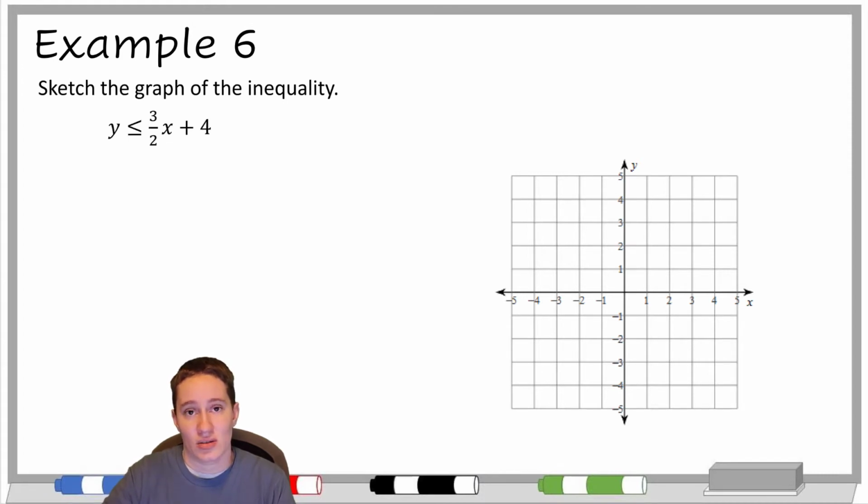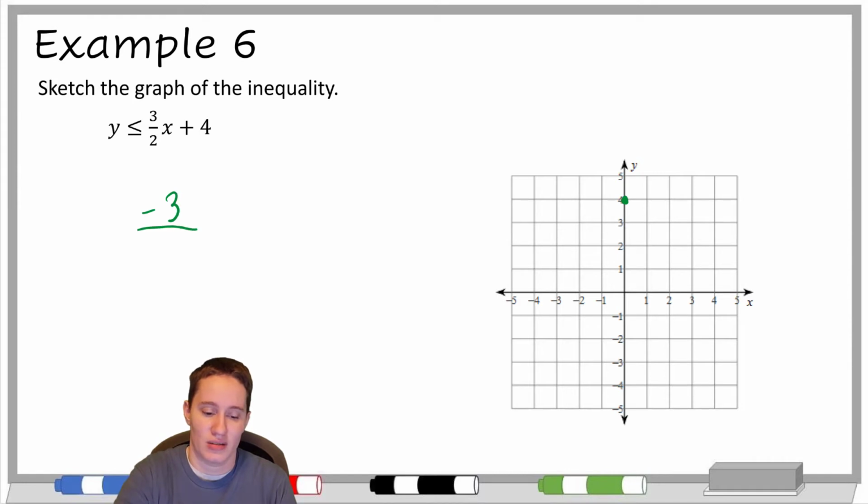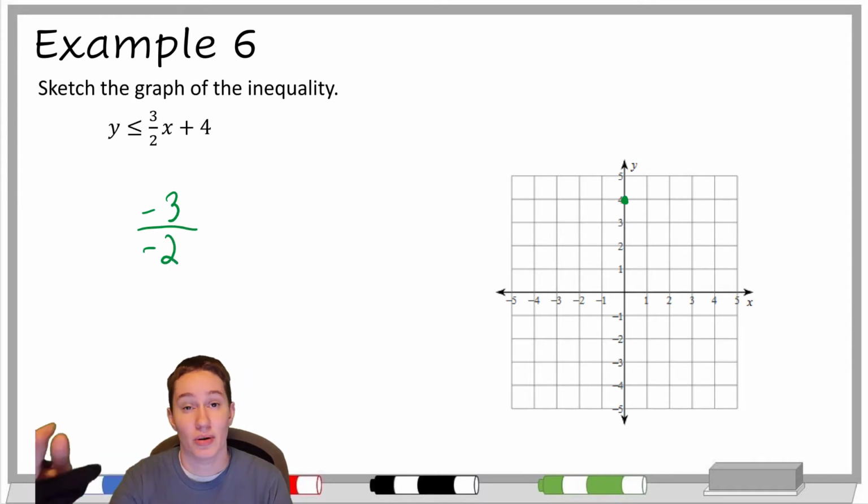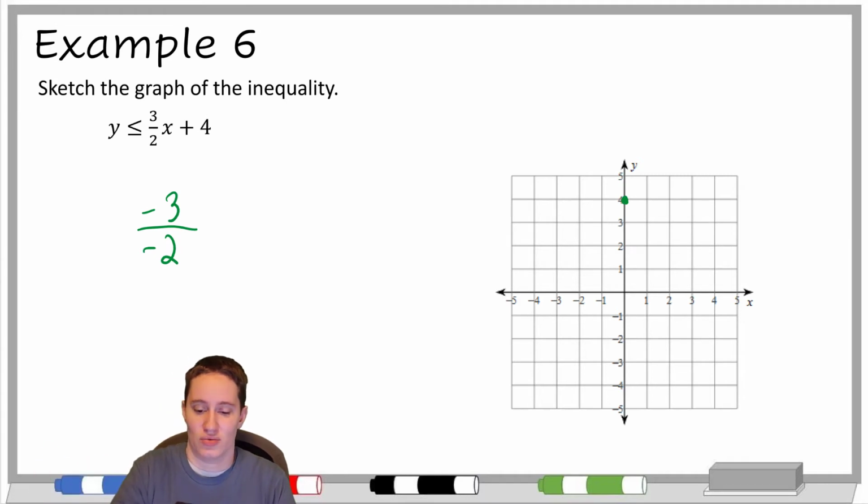Last but certainly not least, example 6. We have y is less than or equal to 3/2 x plus 4. So we start with the y-intercept, which is at 4, and then we're going to do our slope, which is up 3 over 2, but wait, that doesn't fit on our graph. So remember that with a positive slope, you can actually make both of them negative, because those two negatives would cancel out, and draw the slope the other direction. So that would be down 3 and left 2. This is a solid line because we're equal to.